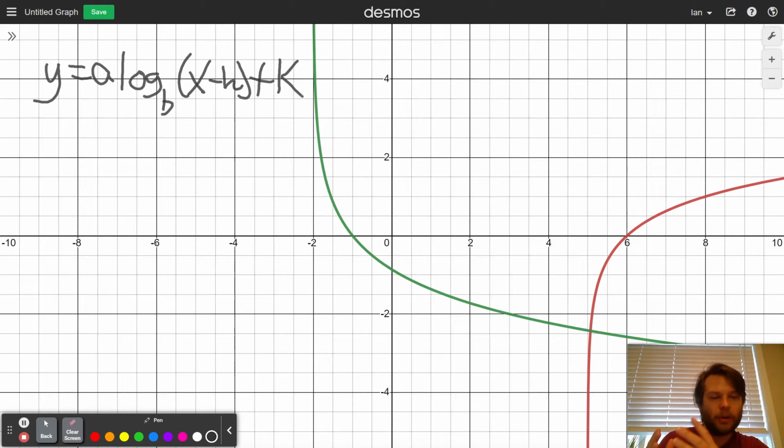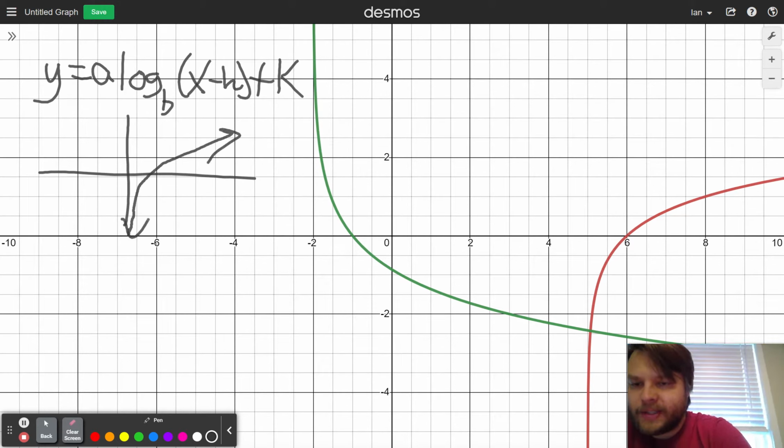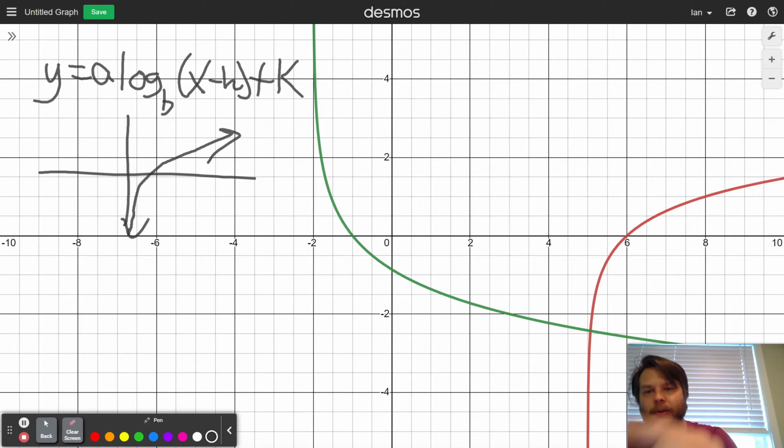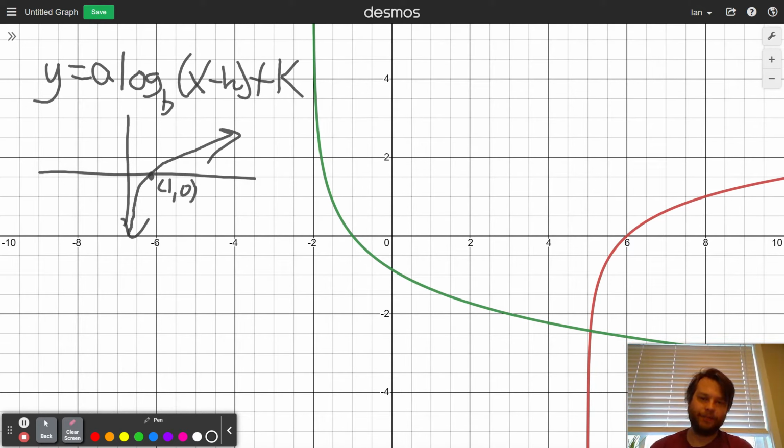The b value determines the growth rate. The h value shifts the whole thing left and right. And the k value shifts the whole thing up and down. Remember also that our parent graph looks like this. It has a vertical asymptote at x equals 0, and it crosses through the point (1, 0). So one step away from the asymptote, it's reaching a height of 0.